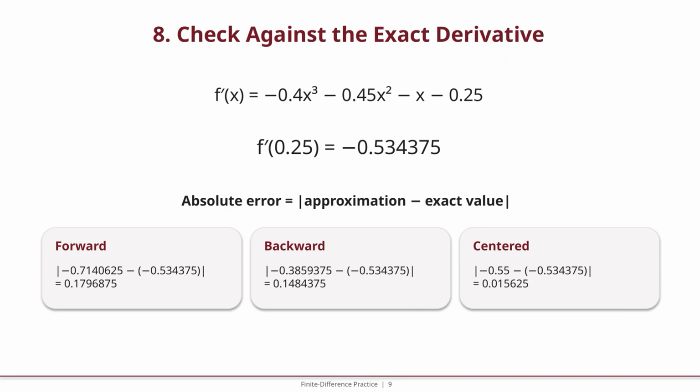Now, let's check against the exact derivative. Taking the analytical derivative of our polynomial and plugging in x equals 0.25 gives an exact value of negative 0.534375. Calculating the absolute error for each method, we find the forward error is roughly 0.179, the backward error is roughly 0.148, and the centered error is roughly 0.015.